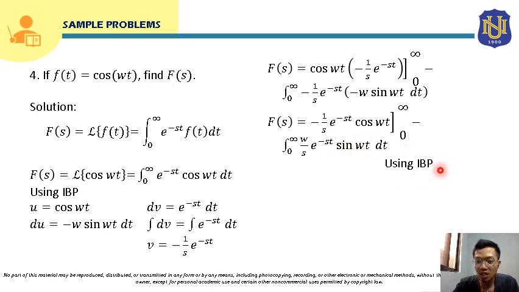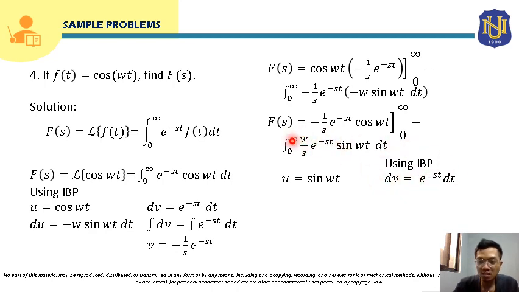So we can use integration by parts. We will assign functions for u and dv, which is the remaining function. The function that we're going to assign as u will depend on LIATE. So again, LIATE: the trigonometric function comes before the exponential function. So we're going to assign sine wt as u, and for dv, that will be the remaining function, which is e raised to negative st dt.